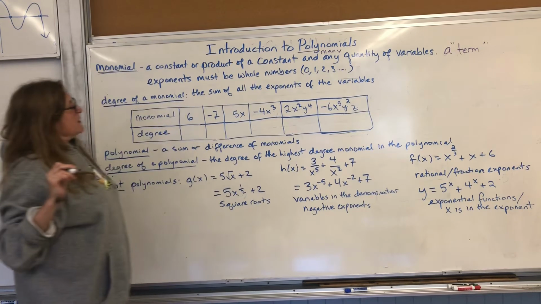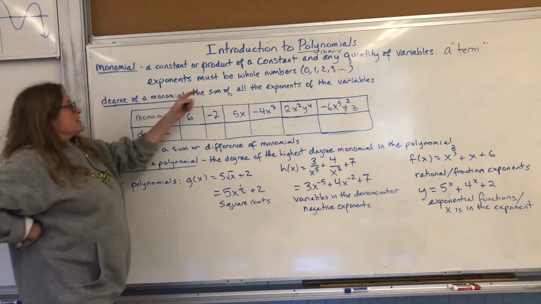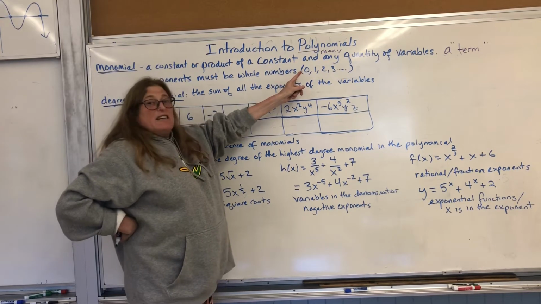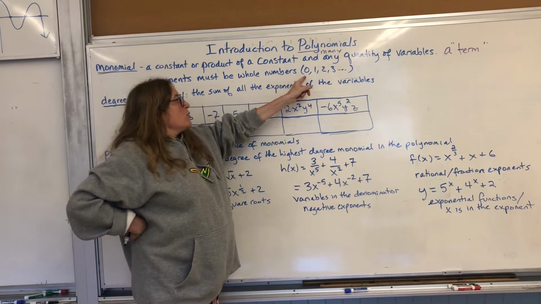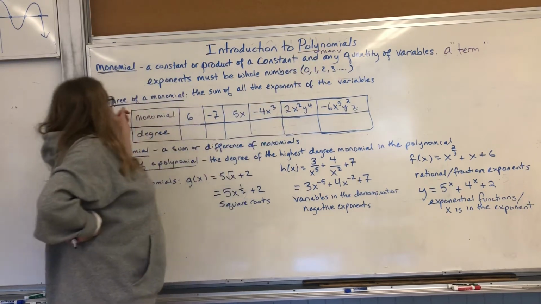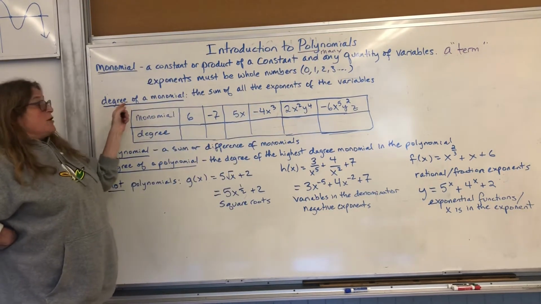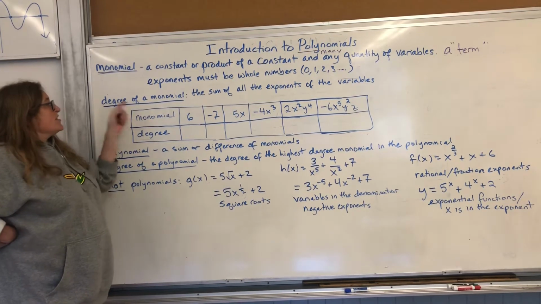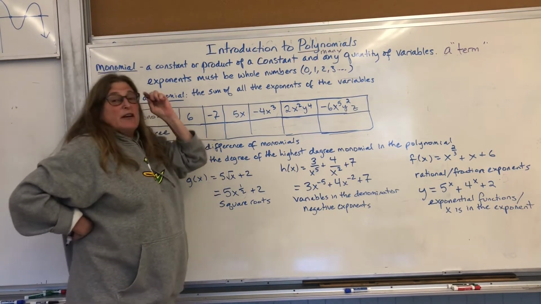So the thing about monomials is that exponents on them have to be whole numbers. They can't be negative, they can't be fractions, they've got to be whole numbers. So like 0, 1, 2, 3, etc. The degree of a monomial, so there's the definition of a monomial. The degree of a monomial is the sum of all the exponents on the variables.